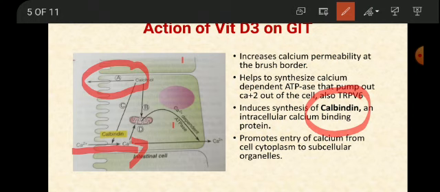Not only binding to calbindin, intracellular calcium also gets sequestered in different subcellular organelles like mitochondria. This is another action of vitamin D3.